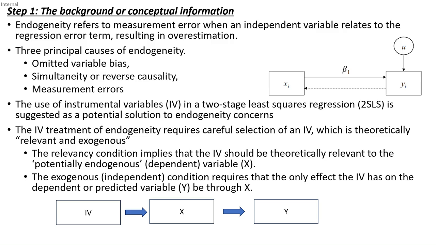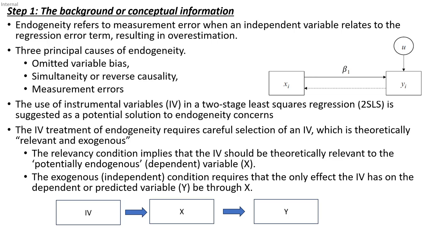Three steps. First step is we need to understand the basics or the conceptual information necessary to implement the endogeneity test. Endogeneity test simply refers to measurement error that, when we run the statistical analysis, the independent variable relates to the regression error term, resulting in overestimation. That, in essence, is endogeneity. There are three principal causes of endogeneity. One is omitted variable bias. We didn't include the relevant independent variable in our analysis.